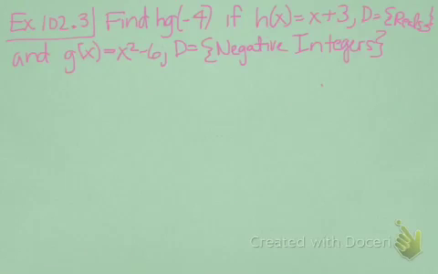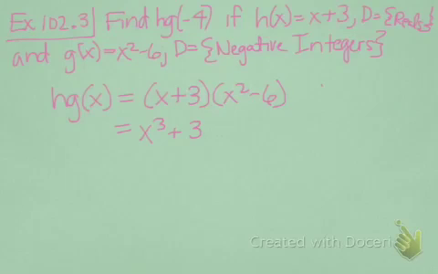So in this example, find hg of negative 4 if h of x is x plus 3, the domain is reals, and g of x is x squared minus 6, the domain is negative integers. So hg of x is going to be x plus 3 times x squared minus 6. So we get x cubed plus 3x squared minus 6x minus 18.